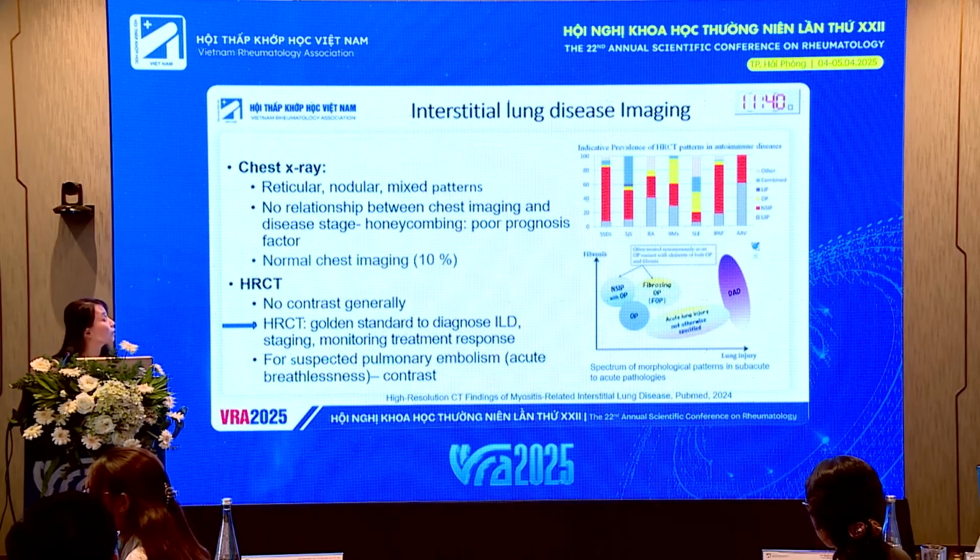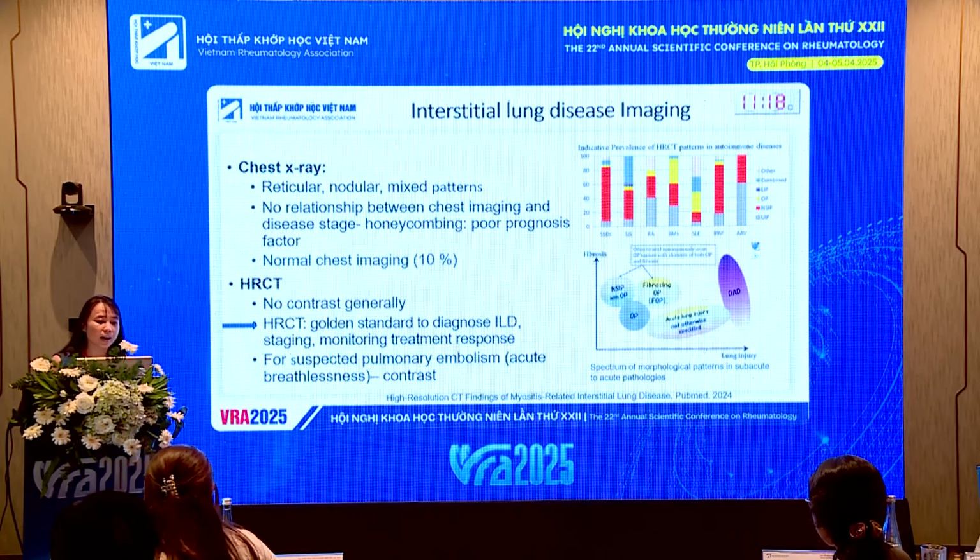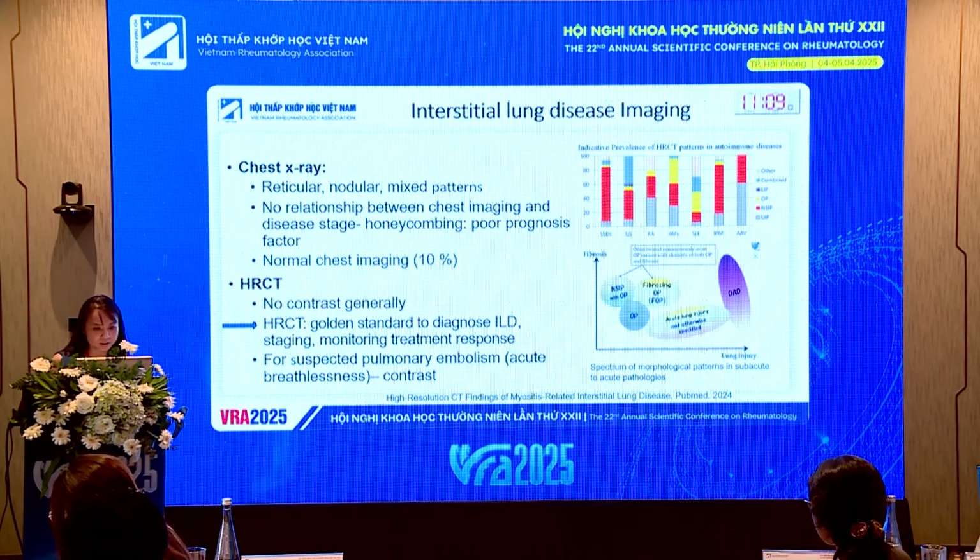And now, diagnosis of ILD. Imaging plays an important role in the diagnosis. Chest X-ray shows reticular findings and a nodular mixed pattern, with no relationship between chest imaging and disease stage. Honeycombing is a poor prognostic factor. There is 10% normal chest imaging in ILD. HRCT without contrast is the gold standard to diagnose ILD, for staging, and to monitor treatment response.